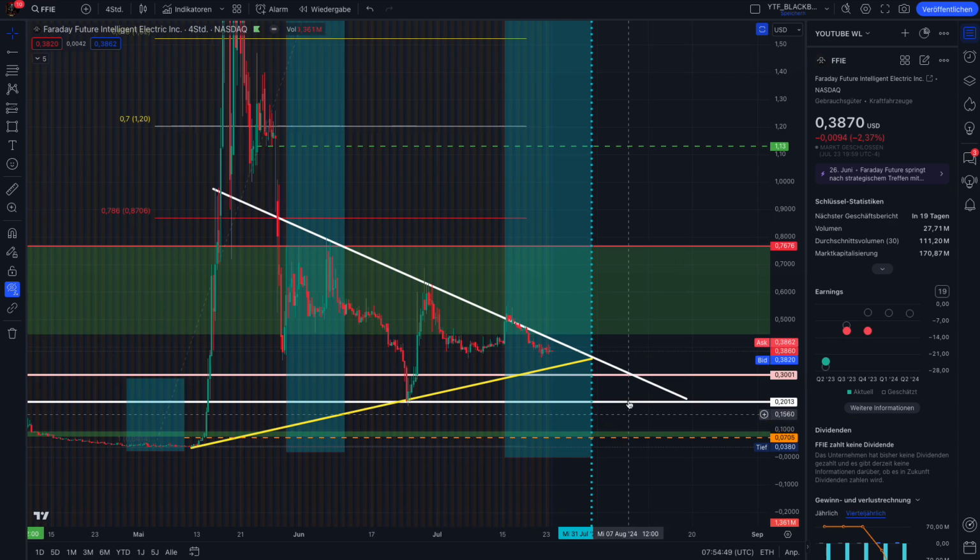I hope that was helpful. Watch out here for the price levels. Watch out here for this trend line. Draw it by yourself in the chart. You will see how the price is respecting that. You can see that we have here a slight support at 38 cents. So we're holding here this price level.